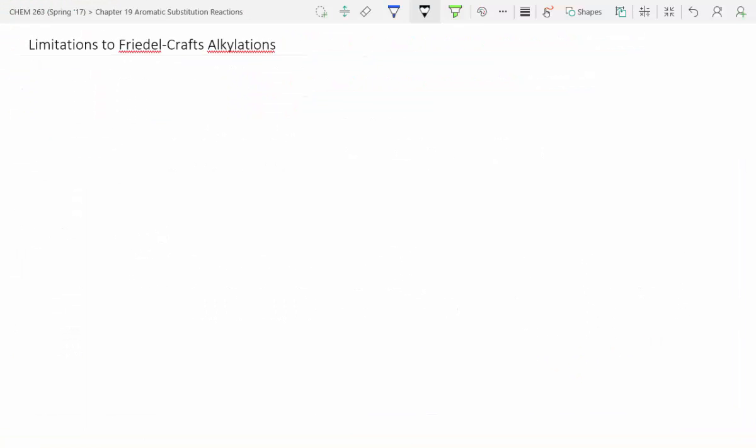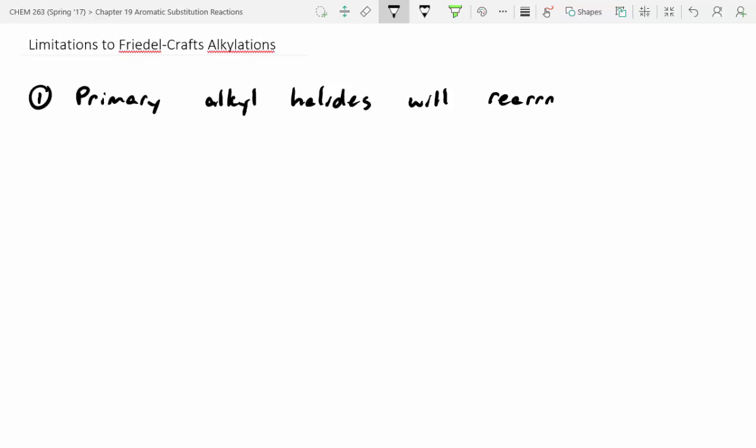So, limitations. First one we already covered is that primary alkyl halides will rearrange, with the exception of an ethyl group, right? And if an ethyl group rearranges, you still have an ethyl group. It doesn't matter. The second thing is that it only works for sp3 hybridized carbons.